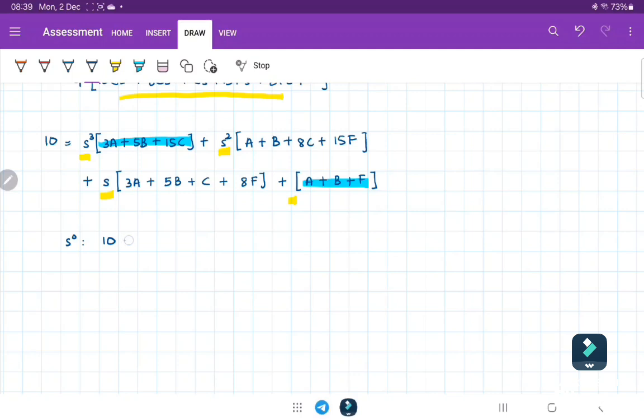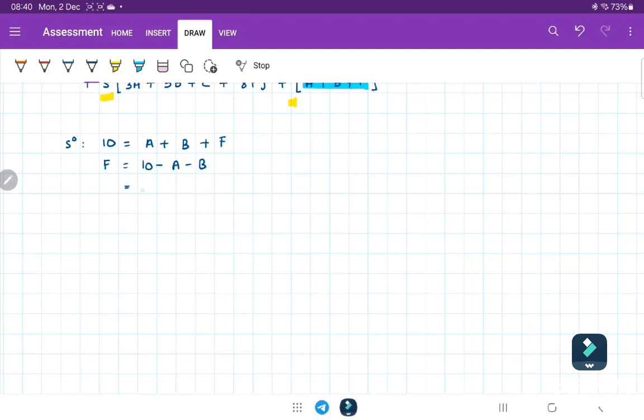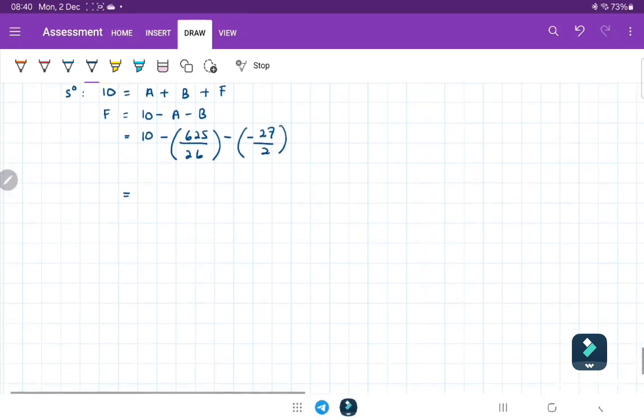So I have 10 equals a plus b plus f. So basically my f is actually 10 minus a minus b, and you can just proceed as usual. This is minus a just now, 625 over 26, minus minus 27 over 2. Okay, you solve that, and you will get f equals to, let me see, let's quickly do this.